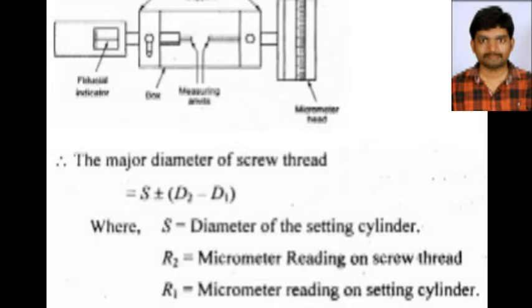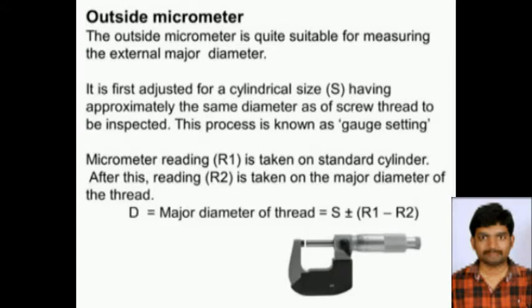We can conveniently use an outside micrometer also to measure the major diameter. Care should be taken to see that the crests of the thread are not over-pressurized. When we move the anvil, we should take care that as soon as the anvil just touches the crest of the thread, we should stop the rotation of the thimble. The procedure is the same. The reading is taken with the standard or setting cylinder. That means we get R1, and then the standard cylinder is removed, and the screw thread is placed in between the anvils, and reading R2 is taken.